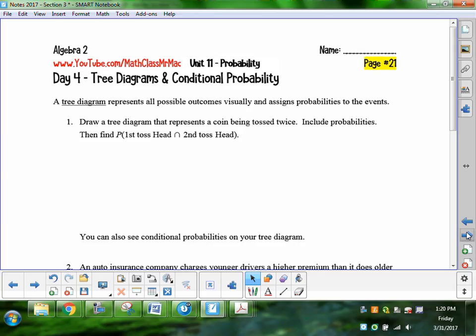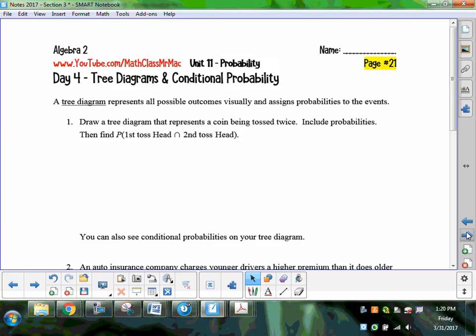Draw a tree diagram, represent all possible outcomes visually, and assign the probabilities to the events. First one up, draw a tree diagram that represents a coin being tossed twice. Include the probabilities, then find the probability of a head on the first toss and a head on the second toss. So let's start off with this. How many events are happening? Hands up, please, when you can answer that. This is just a cursory understanding of the English language and reading what was there. How many? 2.